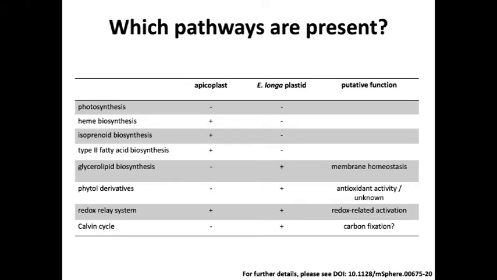In comparison, we found evidence for glycolipid biosynthesis in the plastid of Euglena longa that's essential for membrane homeostasis of the plastid. We found evidence for the synthesis of two phytol derivatives, possibly involved in antioxidant activity, and the other one is not quite known. You can see further details about these in our paper that just came out, but I would like to concentrate on the last two, and this is the redox relay system and the Calvin cycle that are resident to this plastid.